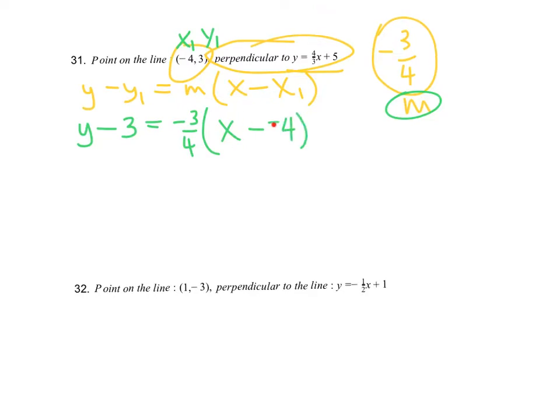Notice, don't forget about this double negative. That's a common mistake. After a few years of teaching, I noticed that that's a pretty common mistake that people will make. The formula here is minus and the next one is negative. So you have to have a minus, then the negative 4, which is eventually going to make that a plus. So I'm going to distribute, and I'm going to get y minus 3 equals negative 3/4 x, and then negative 3/4 times, this is really a plus 4.